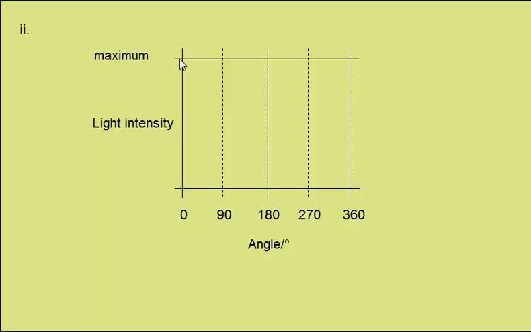When the polarizing filters are perpendicular, the light intensity will be 0, reaching a maximum again at 180 degrees. Here they'll be perpendicular, so the intensity will be 0, and back where they started, it will be a maximum, giving a line something like this.